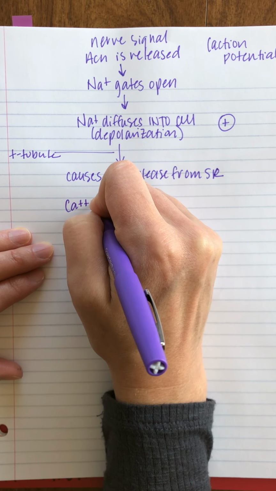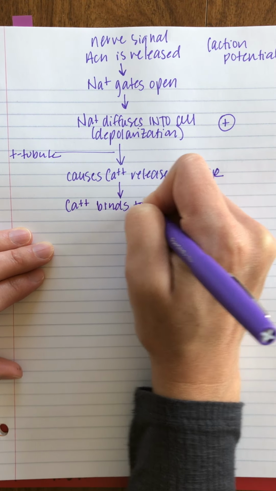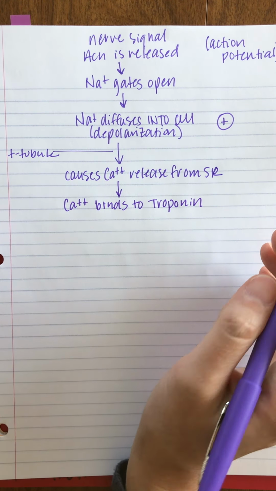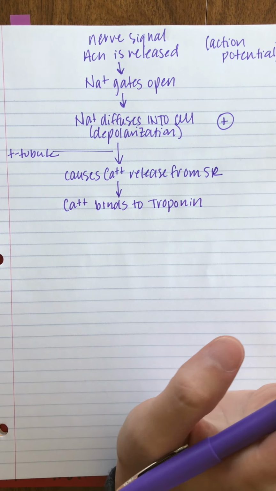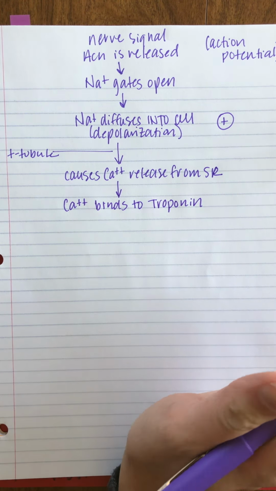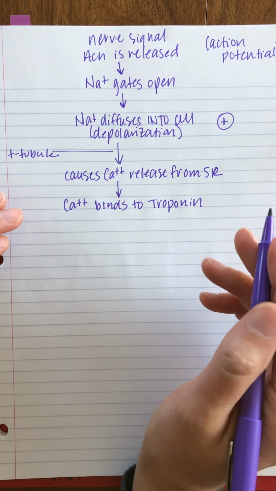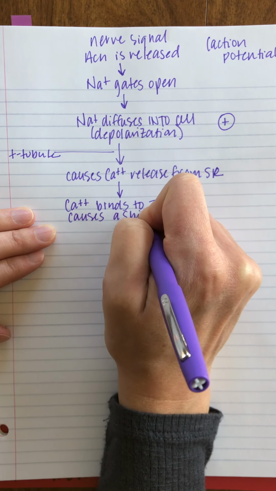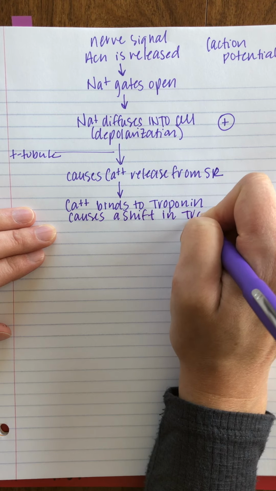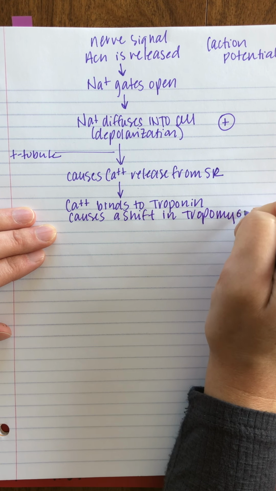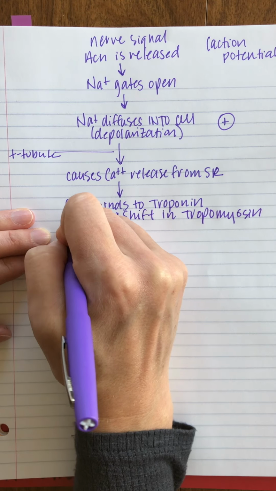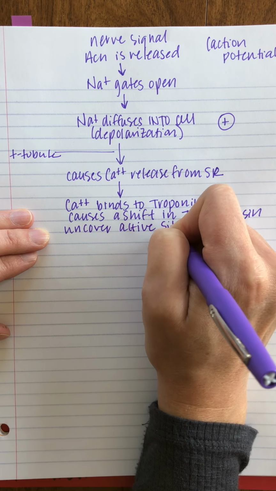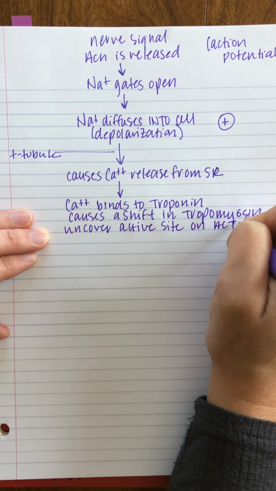Calcium then binds to troponin. Okay. And remember, at rest, tropomyosin is covering the active binding sites on actin. So calcium binds to troponin. It causes a shift in tropomyosin to uncover the active site on actin. Okay.